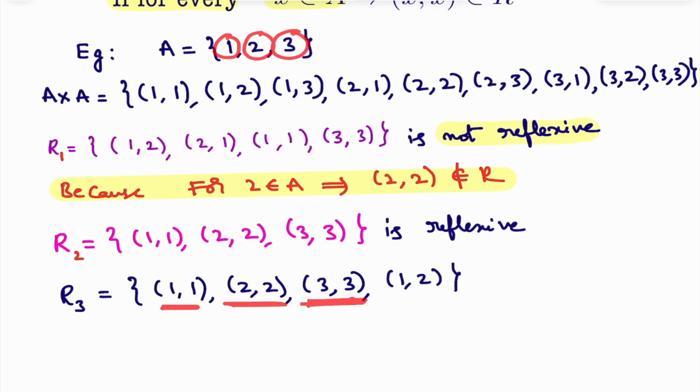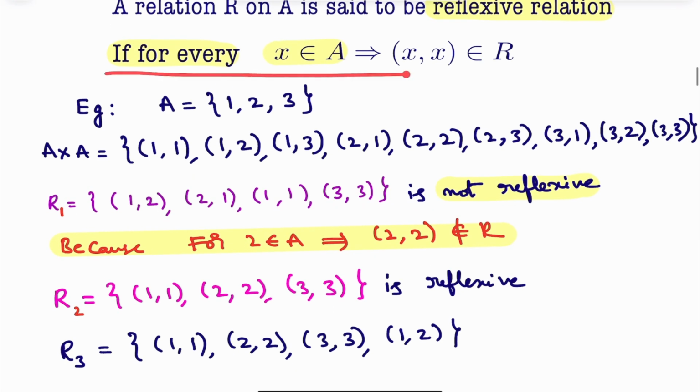3 comma 3 is there in this set? Yes. Here, some people will doubt. Here, 1 comma 2 extra is there, na? Because of that, how will it be reflexive? That is not the question here. Here the question is whether this relation satisfies this condition or not.